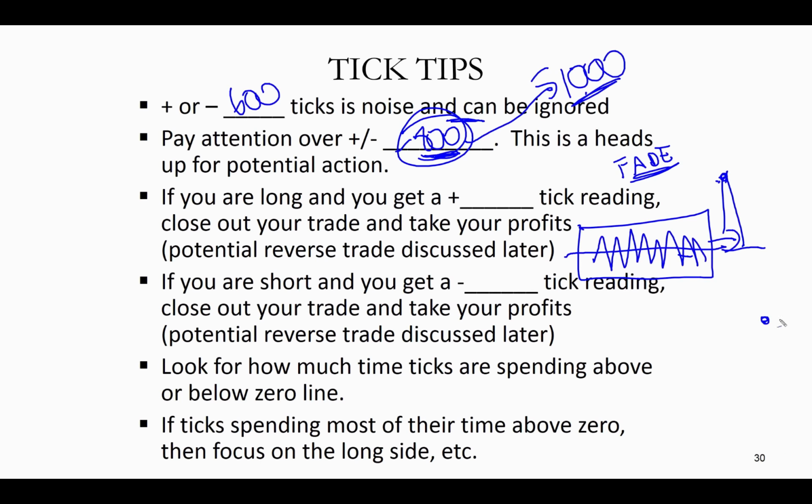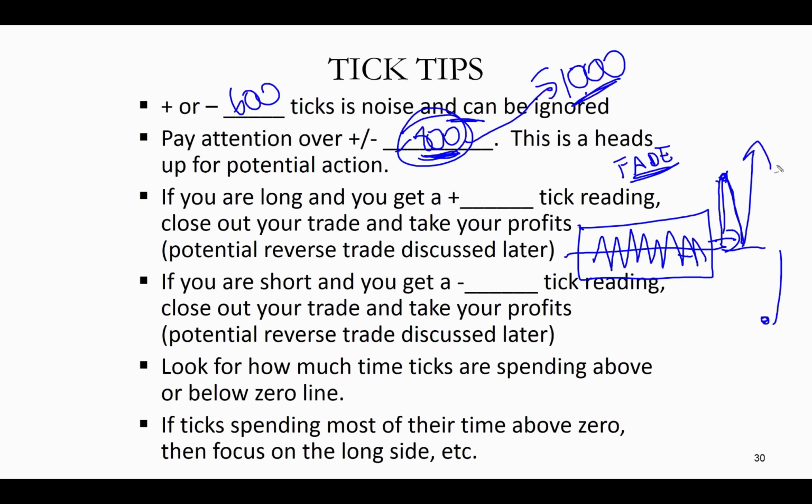What's different is that when you get, and I'll show you a couple of tricks to see what's going on there, if you come up to get a plus 1,000 reading, and you come back down to the 0 line and then you make new highs, you do not fight that. That's the start of a new potential trend, and you want to stay on board with that, okay?